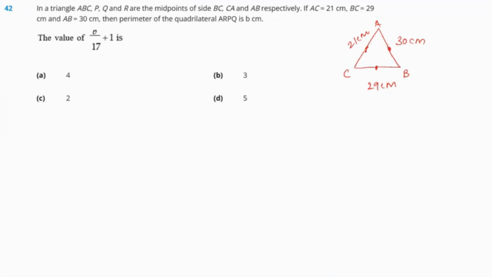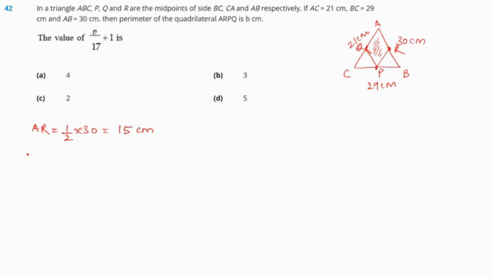Okay, and since P is the midpoint of BC, and Q is the midpoint of CA, like this, we need to figure out the perimeter of the quadrilateral ARPQ, this part. So for this, since we already know the measurement, AR is gonna be half of 30. So AR needs to be what? 15 centimeter.